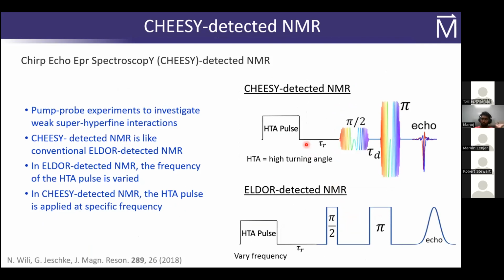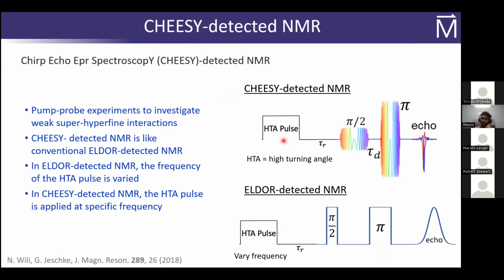In addition to that, to showcase the capability, we also did a pump probe experiment to extract the hyperfine coupling. We do the CHEESY detected NMR, which stands for sharp echo EPR spectroscopy detected NMR, which was done by Nino Wili and Gunnar Jeschke at Q band. Here we extend it to the W band.